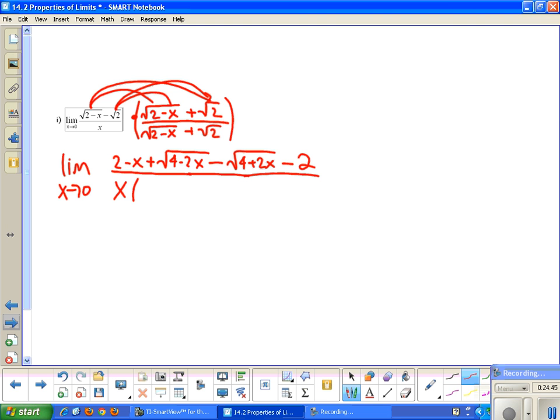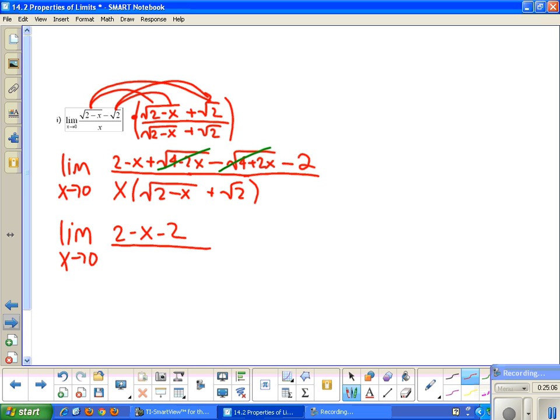And in my denominator, I have x, and I'm not even going to distribute. I'm just going to do x times root 2 minus x plus root 2. And conjugates, remember, cancel out your radical terms. So this and this cancel out, which should happen. So if we simplify again, we have the limit as x approaches 0 for 2 minus x minus 2 over x times the square root of 2 minus x plus root 2.